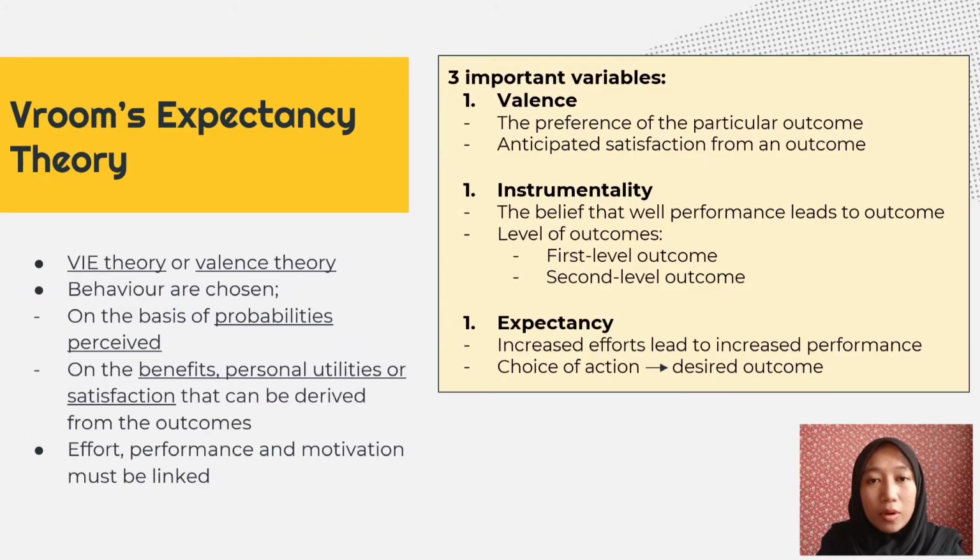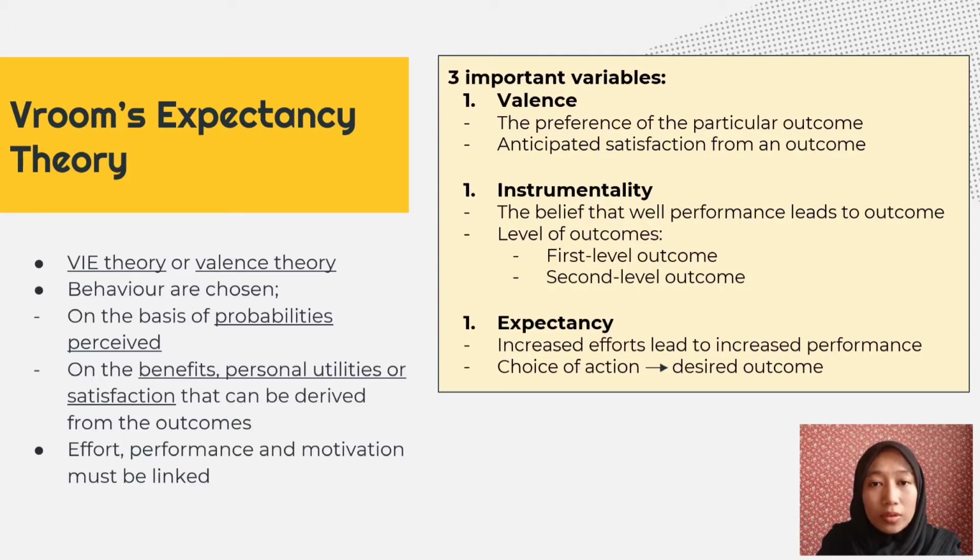Now, I will explain about Vroom's expectancy theory. It is also known as VIE theory or valence theory. This theory stated that behavior is chosen on the basis of probability perceived and on the benefits, personal utilities, or satisfaction that can be derived from the outcomes. This theory claims that individuals should be rewarded with what that person thinks is important rather than what the manager thinks is important. So, in order for a person to be motivated, the effort, performance, and motivation must be linked.